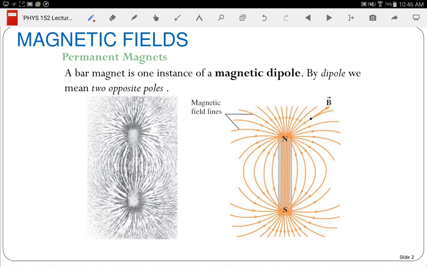They noticed that if you take a magnet and you make it free to rotate, one side will seek the North Pole. So it's a north-seeking side. And they said, well, let's call the side that seeks north, north. And let's call the side that seeks south, south.